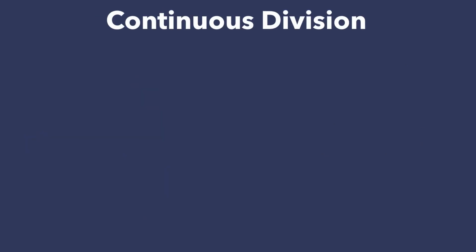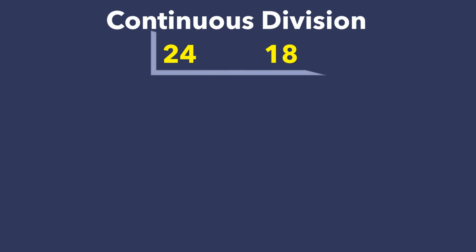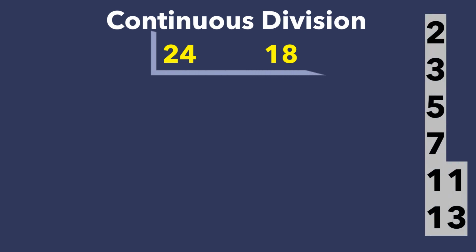Another way is the continuous division. Okay, so we have two numbers here. So we will consider the two numbers which are divisible by the common factors. So I'm assuming that the common factors are listed on my right side: 2, 3, 5, 7, 11, or 13. So as I look, 24 can be divided by 2 and 18 can be divided by 2. So let's start with 2.